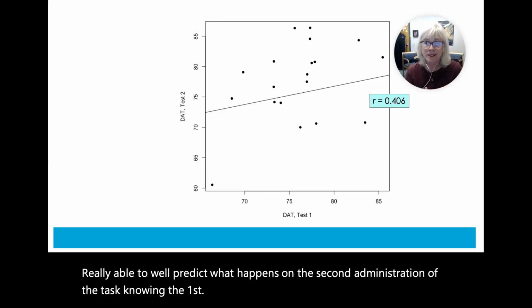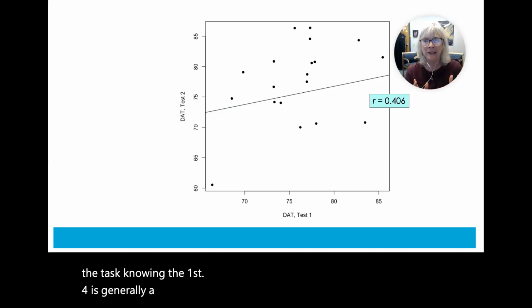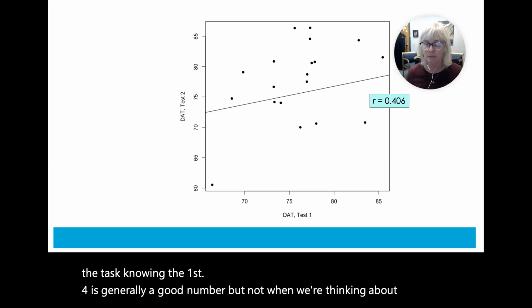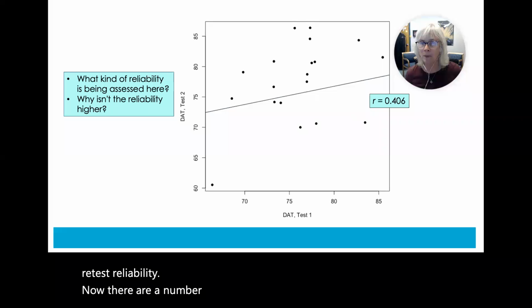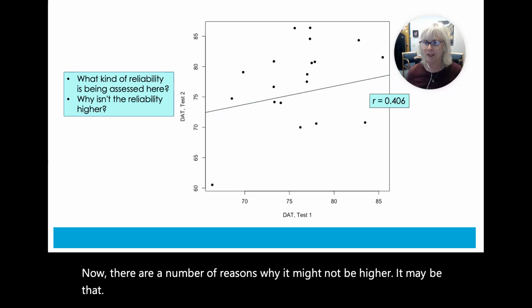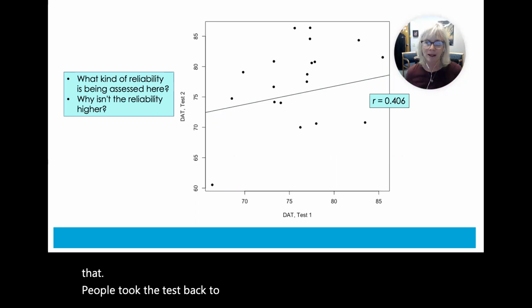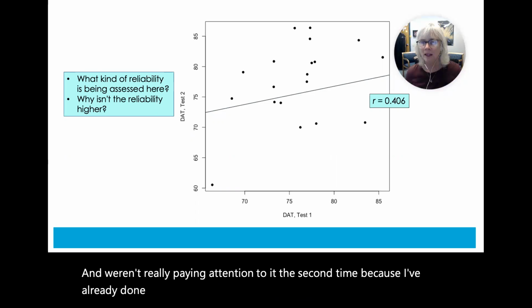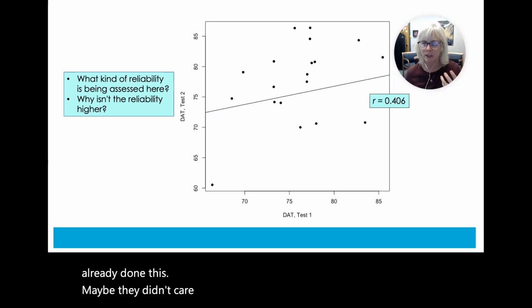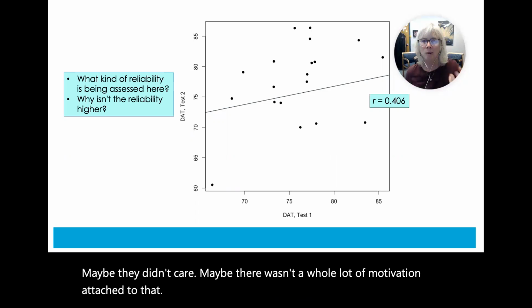0.4 is generally a good number, but not when we're thinking about test-retest reliability. Now, there are a number of reasons why it might not be higher. It may be that people took the test back to back and weren't really paying attention to it the second time because they thought, I've already done this. Maybe they didn't care. Maybe there wasn't a whole lot of motivation attached to that, and so the scores were depressed.